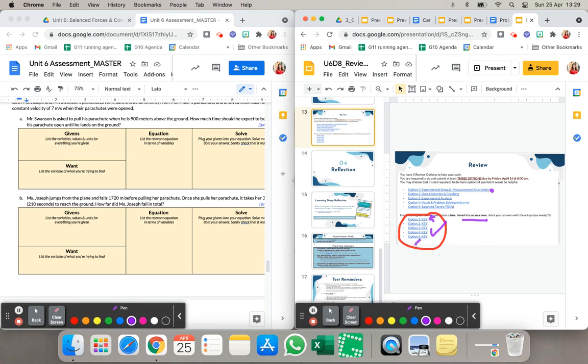So I just want to point out that these resources exist. These resources are here for you to use. Make sure you're taking advantage of everything that we're offering you.